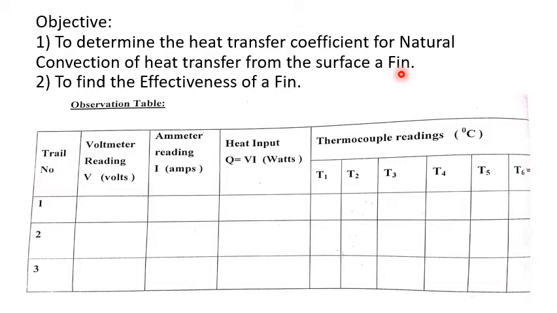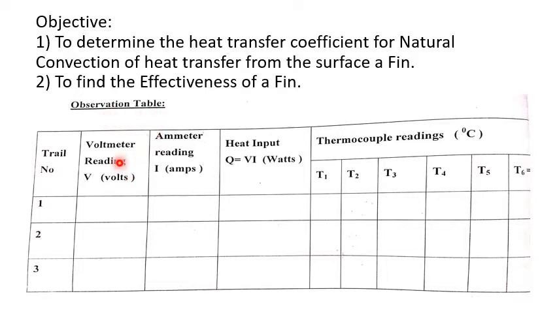In our lab we are going to use circular fins, and our main aim is to calculate the effectiveness of the fin. Effectiveness is defined as the ratio of heat transfer rate with fin to the heat transfer rate without fin. So this is my observation table.